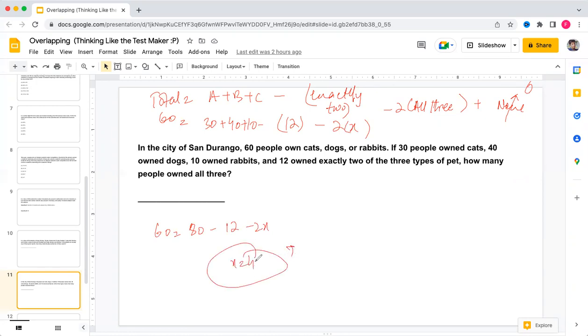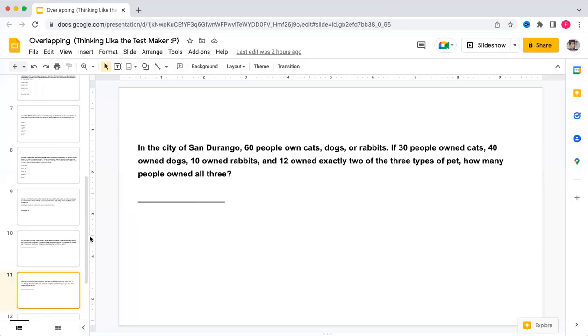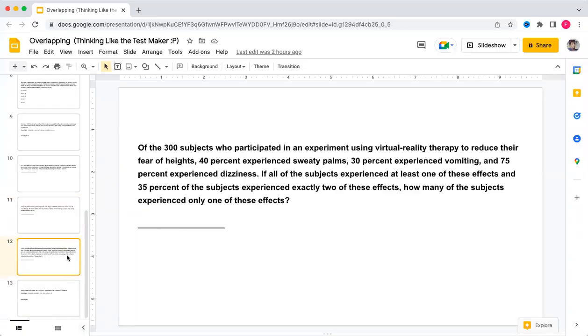So this was what exactly X is. X is the people who own all of these 3, right? So you can either solve this using the Venn diagram or by using the formula. It's totally up to you. We have just one last question. Just quickly solve this question, and that will be the end for the day session. Just solve this question now.